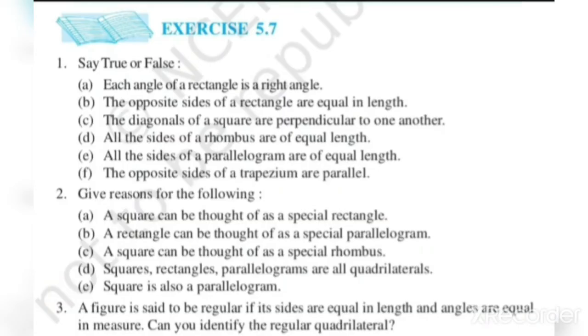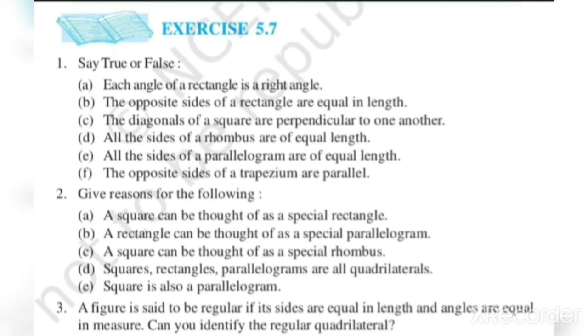Now let's solve exercise 5.7 after having fun with different shapes. Say whether these sentences are true or false. Each angle of a rectangle is a right angle. Yes. The opposite sides of a rectangle are equal in length. This sentence is also right. If you observe rectangle, the opposite sides are equal in length.